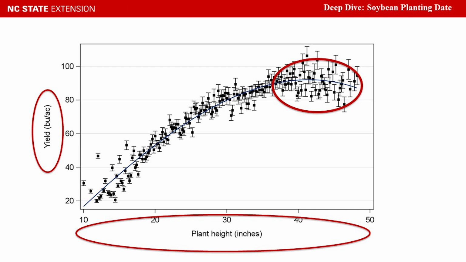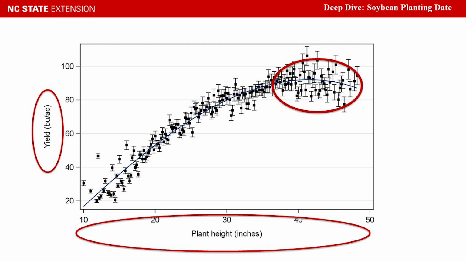So I talked about the importance of soybeans lapping the middles, and I just want to look at a little more data that we've generated recently, in five years, 2019 to 2023, across the state, so recent information. On the x-axis, we have plant height. On the y-axis, we have yield. So this is the relationship between plant height and yield.